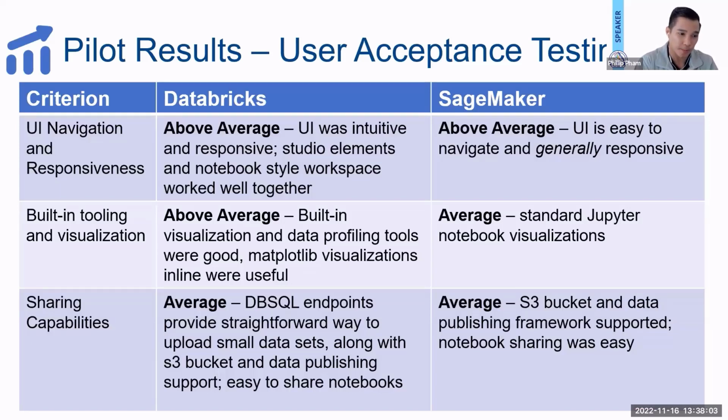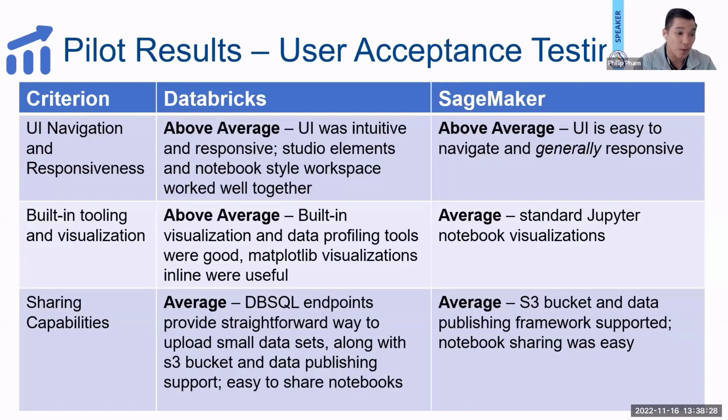And so from the user perspective within UAT, we looked at a couple of different areas, the first of which is UI navigation responsiveness. Between both Databricks and SageMaker, both were above average, where the UIs were both intuitive and responsive, and the workspaces around the notebooks worked well together in a collaborative nature.